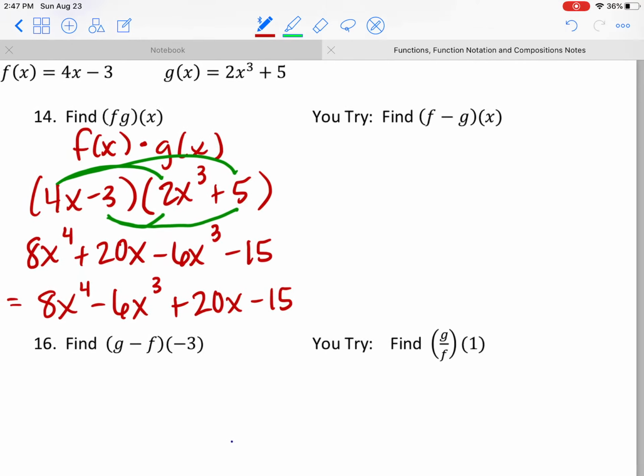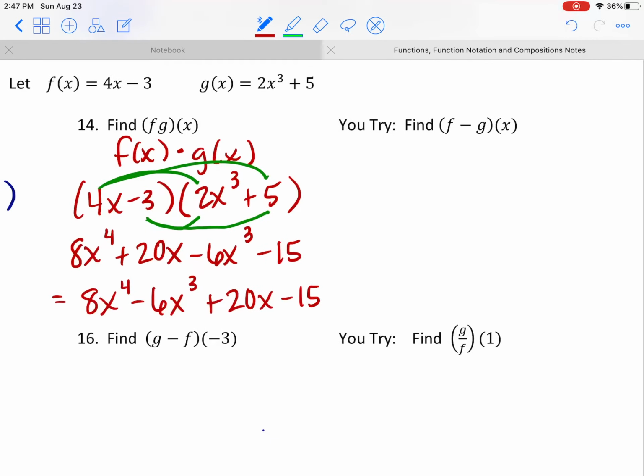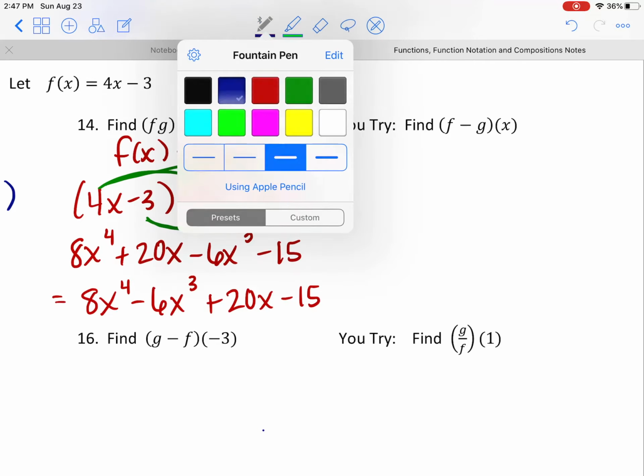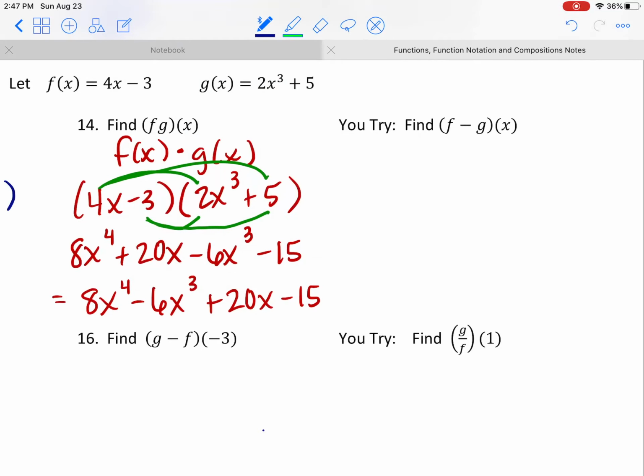If you want to, hit the pause button and give it a shot, then go for it. If not, f minus g of x means to take f of x and subtract g of x. So f of x, 4x minus 3, subtract g of x, which is 2x cubed plus 5.